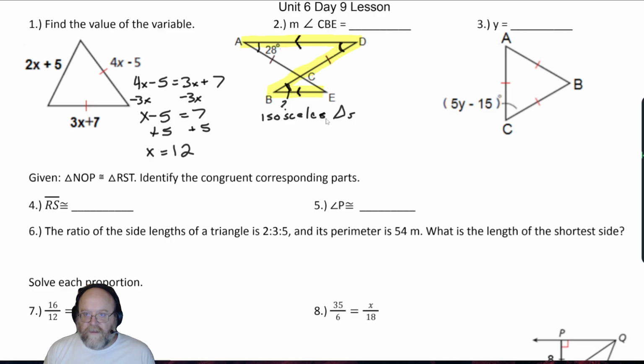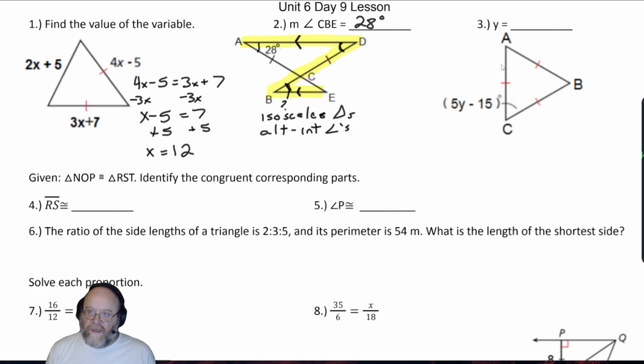You don't have to write this stuff. I'm just showing the justification. And then alternate interior angles proves that angle CBE is also 28 degrees. All right, easy peasy.